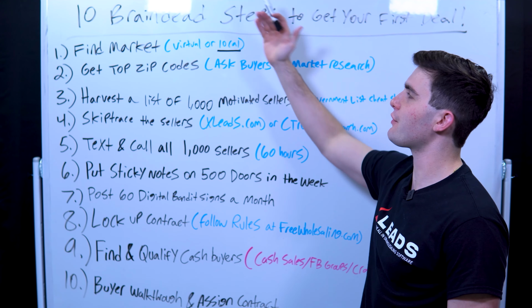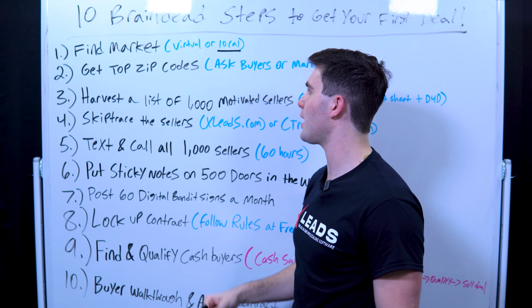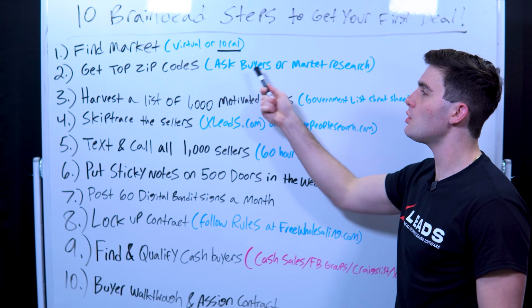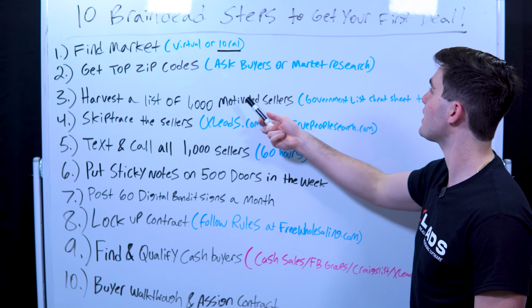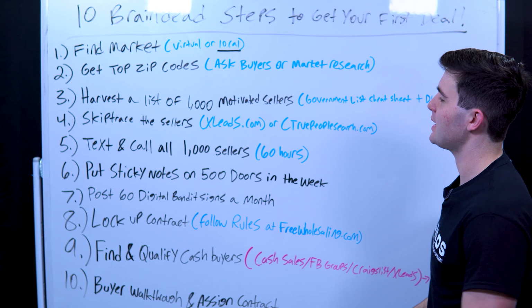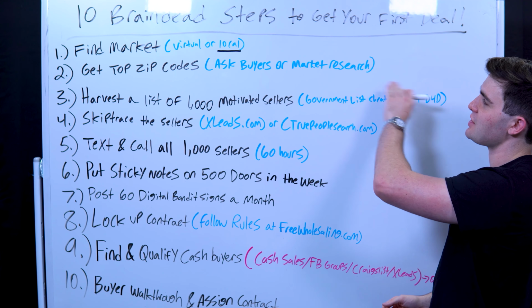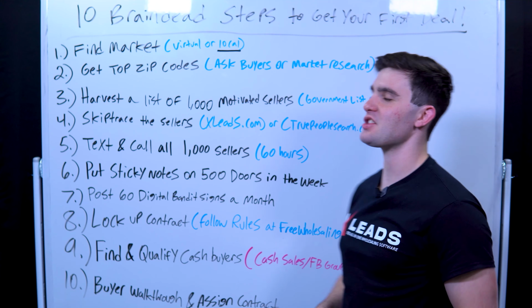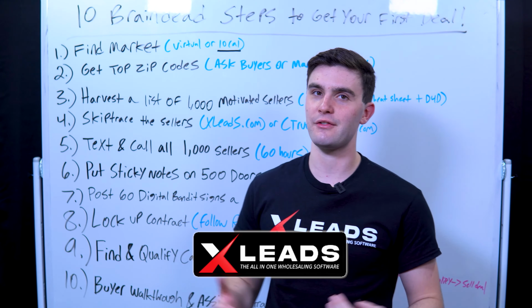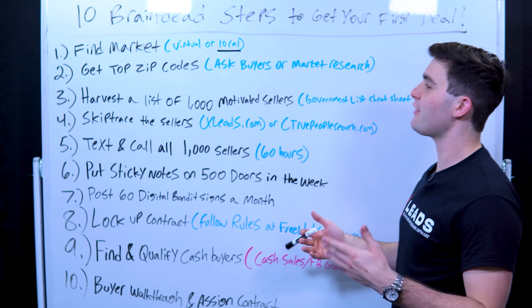So if we choose virtual Fresno, California, we're going to have to ask local cash buyers, if we're virtually wholesaling, for the top zip codes in that market. On top of that, we can also just do independent market research on cash sales. Now, you actually have to use a software like XLeads. Remember, XLeads is like $49 a month, and you can go in there and find cash sales.